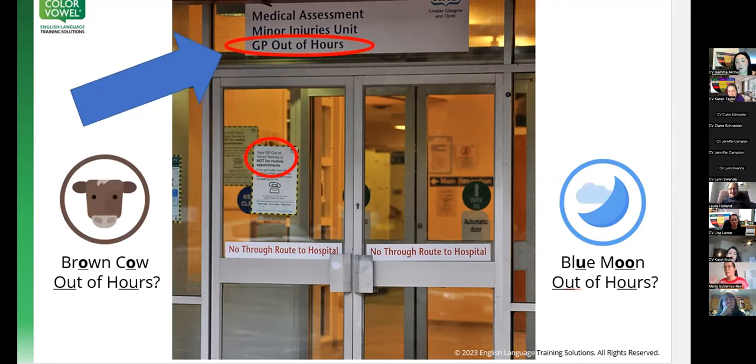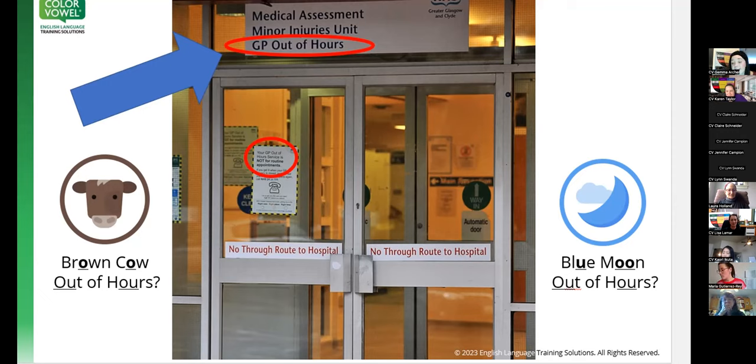And using the chart, what we were able to do is say, well, for a Scottish standard English speaker, yes, out of hours is brown cow out of hours. But if you're speaking to someone who is actually using the Scots language, not Scottish standard English, brown cow turns to blue moon oo, out of hours, blue moon out of hours. So this was this wonderful light bulb moment. I had not spoken to him about this. He was able to connect the dots in real time just because we facilitated that knowledge using the chart. And it was the most wonderful thing to watch.